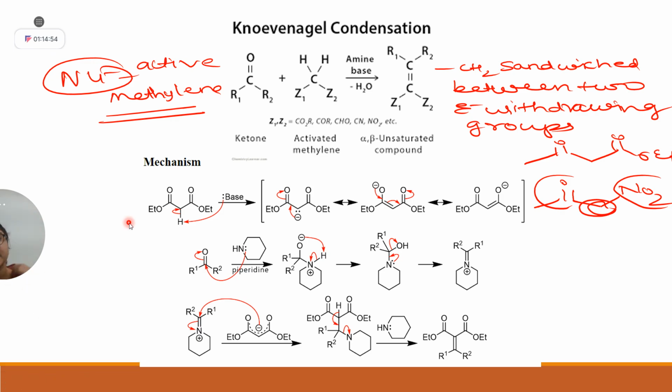Now let's see the mechanism. Students, first the base will abstract a proton from your active methylene carbon. It will form a carbanion, an enolate. Till enolate formation is clear, that your active methylene compound will undergo base proton abstraction and will form that enolate.